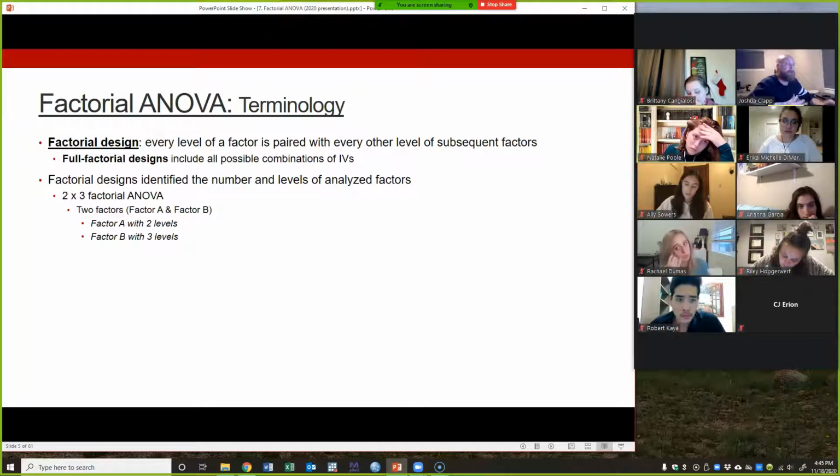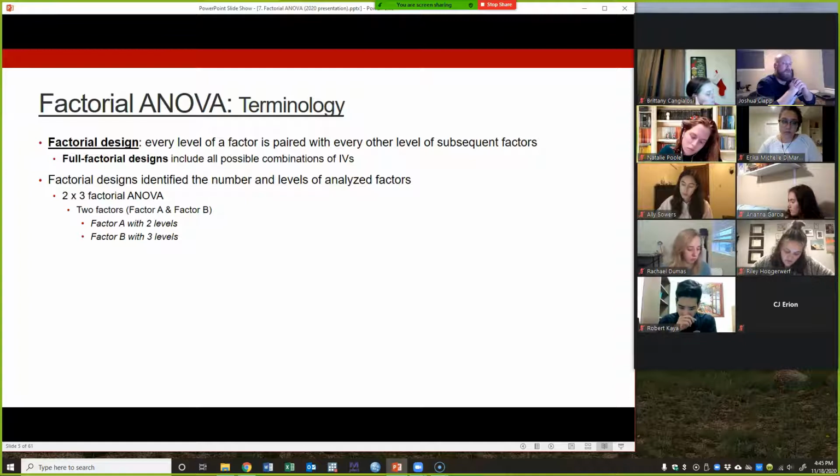Okay. So for my factorial design, technically what I've done is I've got every level paired with every other level on subsequent factors. So this would be a full combination of independent variables, right? For example, let's say I have a 2x3 factorial design, and this is how we generally identify these analyses, by the number of levels of our factors.